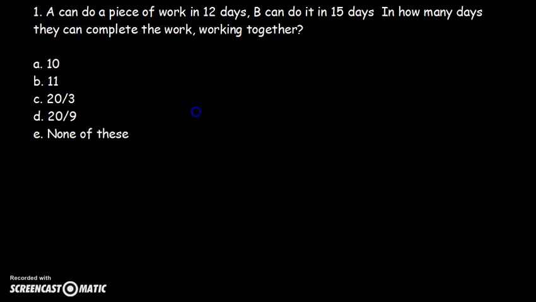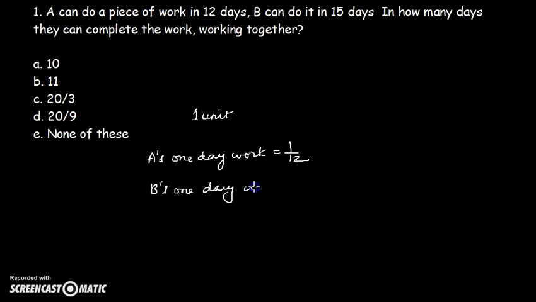So let us assume the work to be of 1 unit. A can finish this 1 unit of work in 12 days. So A's 1 day work will be equal to 1 upon 12. Similarly, B's 1 day work will be 1 upon 15.